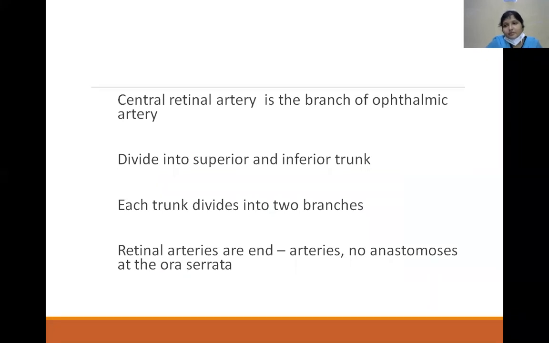After emerging from the optic nerve head, the central retinal artery divides into superior and inferior trunks. Each trunk again divides into 2 branches, temporal as well as nasal. As I already mentioned, these are end arteries, and there are no anastomoses at the ora serrata.